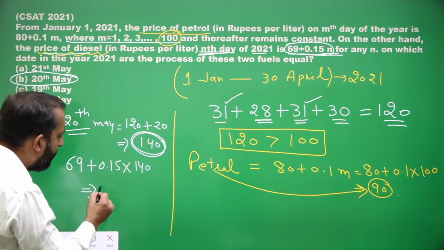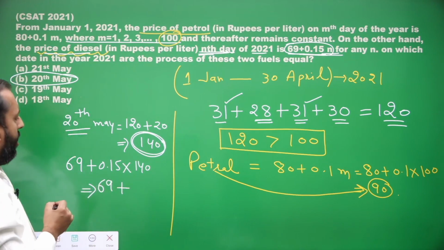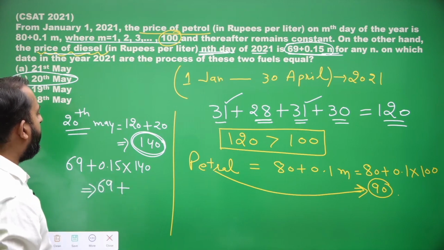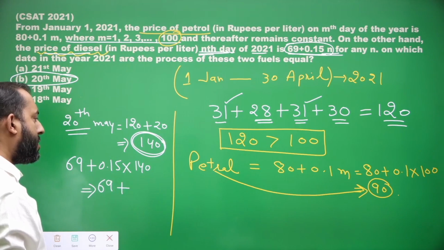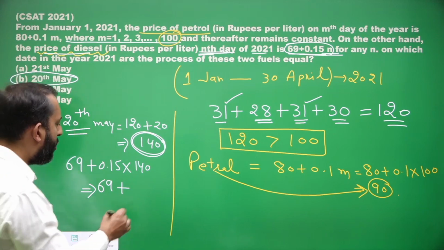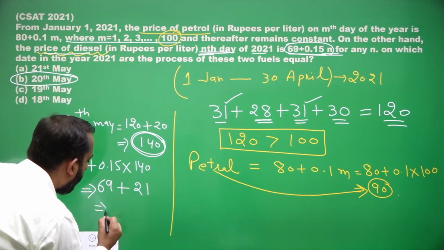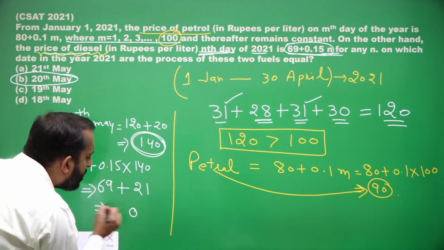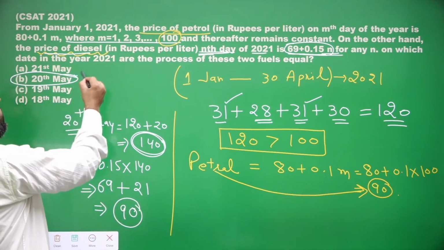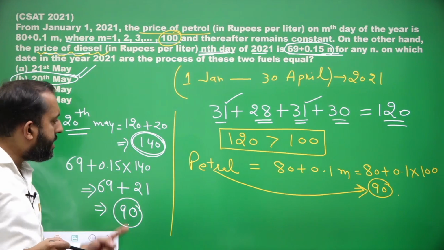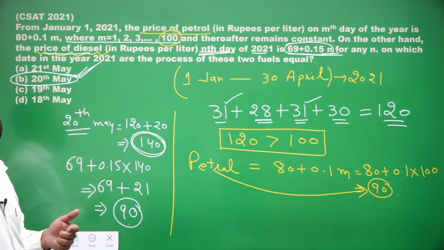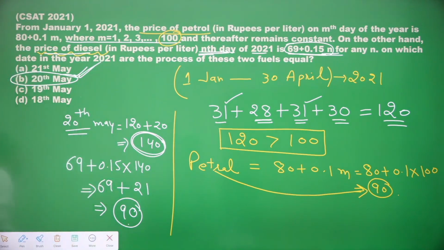Now if I solve this further, it becomes 69 plus, 14 into 15, 150 plus 60 is 210. Okay, so it becomes 21 here. Now adding both of them, 9 plus 1 is 0, so it becomes 90. So I can see on 20th May, the price of diesel is 90 and the price of petrol is also 90. Hence, option B is the right choice. Please make a note of it.